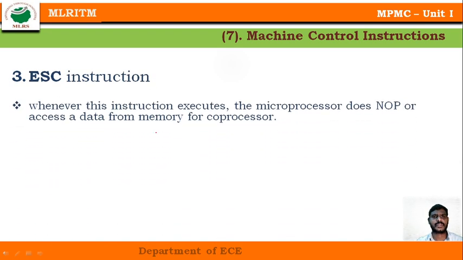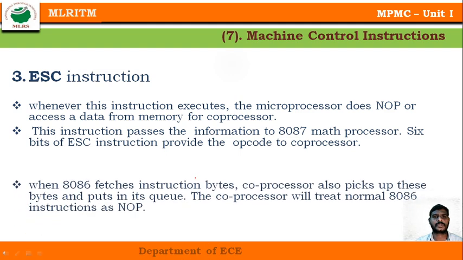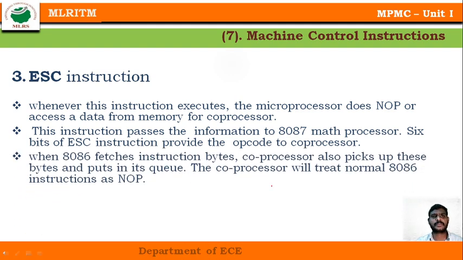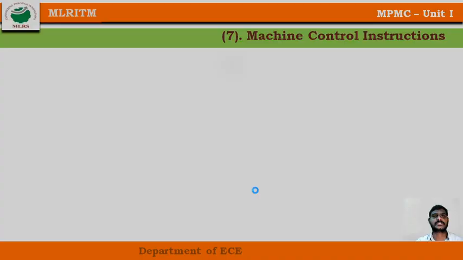And the escape instruction. Whenever this instruction executes, the processor does a NOP or accesses data from the coprocessor. This instruction passes information to the 8087 math processor, using 6 bits of the ESC opcode. The instruction byte of a coprocessor is also picked up and put in the queue. The coprocessor treats a normal 8086 instruction as a no operation. Floating point instructions are executed by the 8087, and during that time the 8086 will be in a wait state.